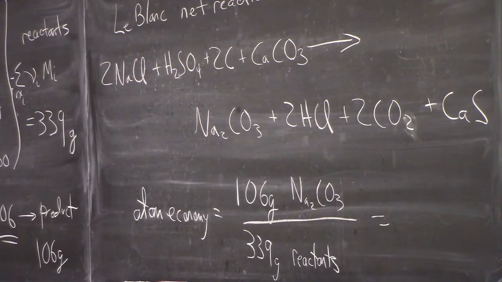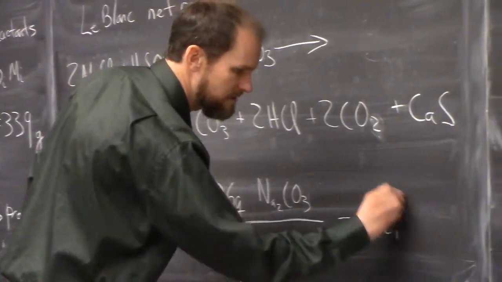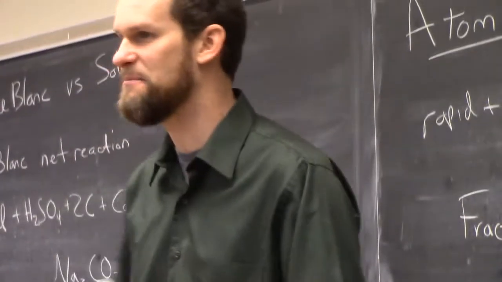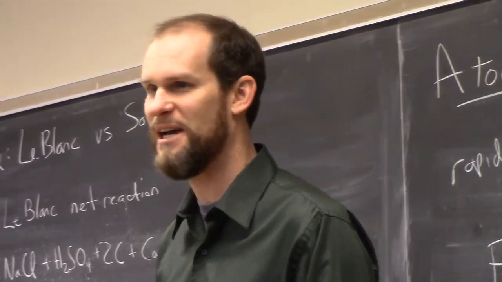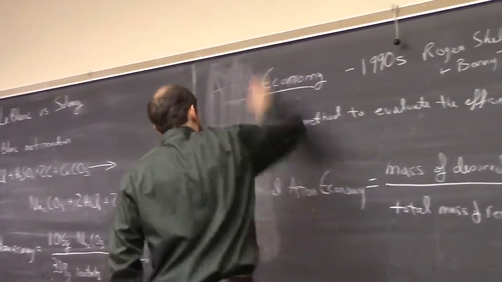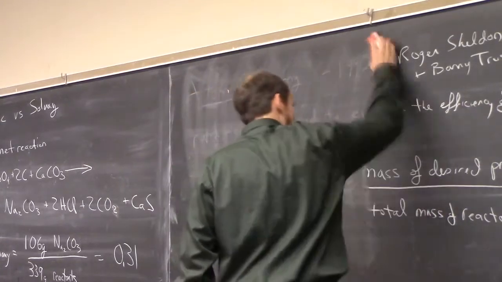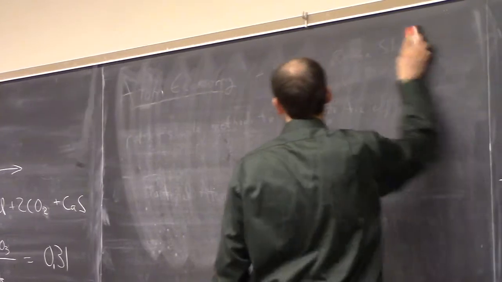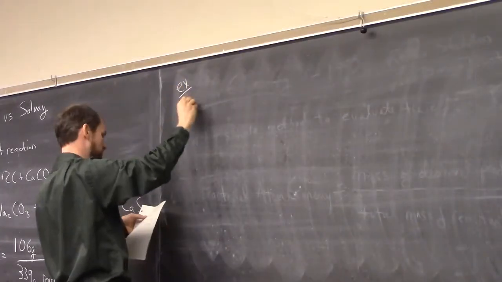So the atom economy is about 0.31. For every gram of reactant, I get a third of a gram. 100 grams of reactant, I get 31 grams of product. Assuming mass is balancing here, how much waste do I have? The other fraction, right? 1 minus that. So 31% products, 69% byproducts, waste.